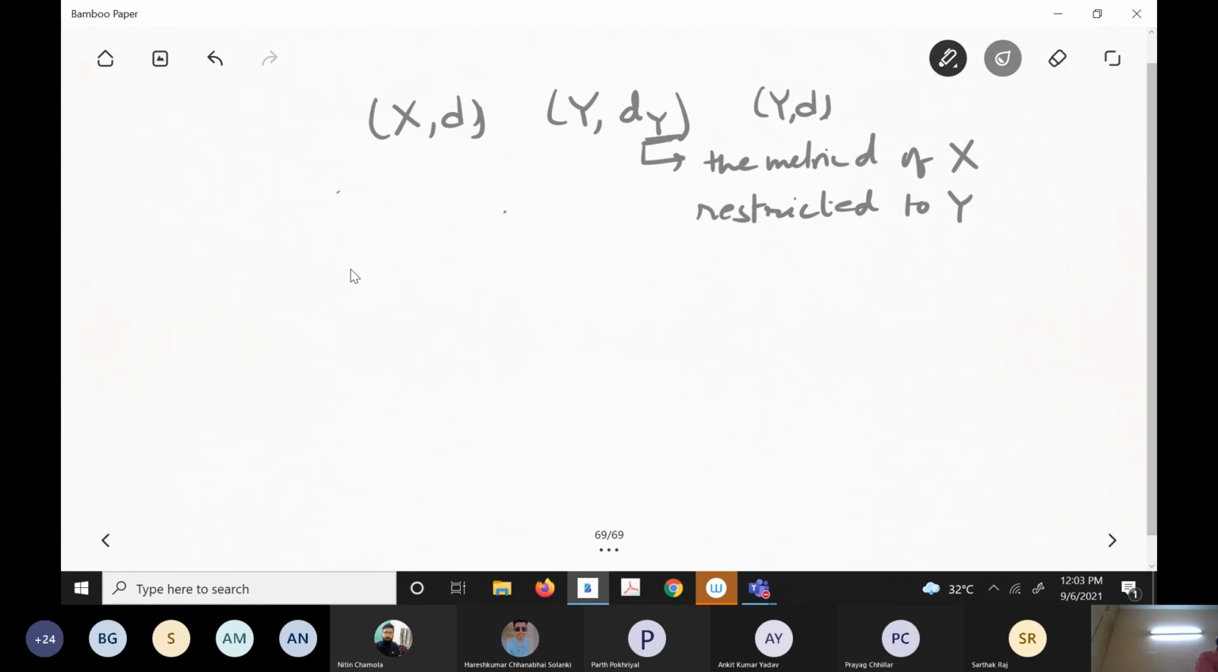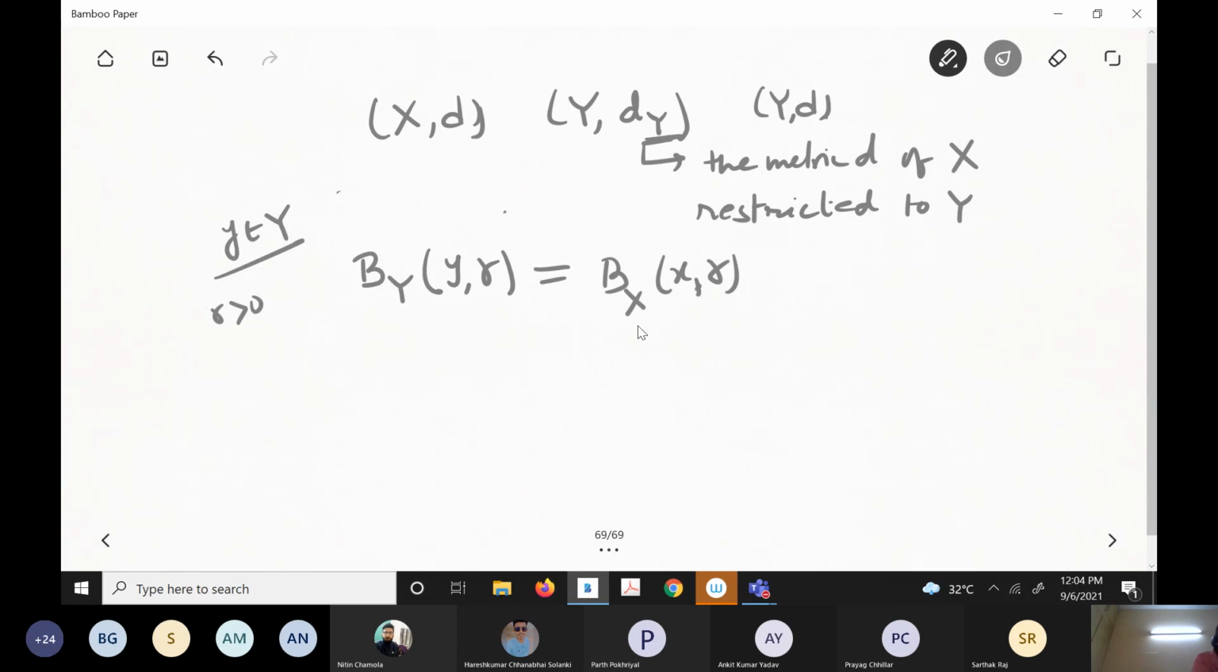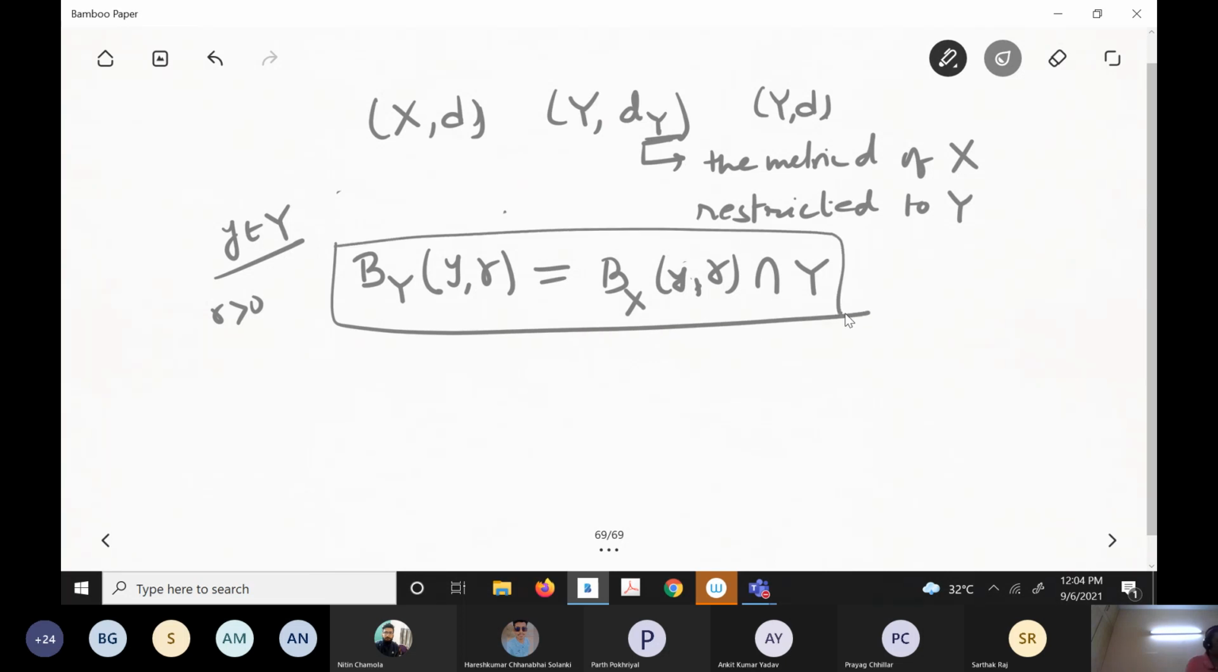Now look, from what I have discussed, you can easily see that if y is a point in Y and r is greater than 0, then B_Y(y,r), the open ball centered at y with radius r in Y, will be B_X(y,r) intersected with Y. Be careful. This is what I talked about when giving the example of rationals. The proof is very simple. The ball in Y will be the ball in X restricted to Y, because now your space is constrained to Y. You have only Y.